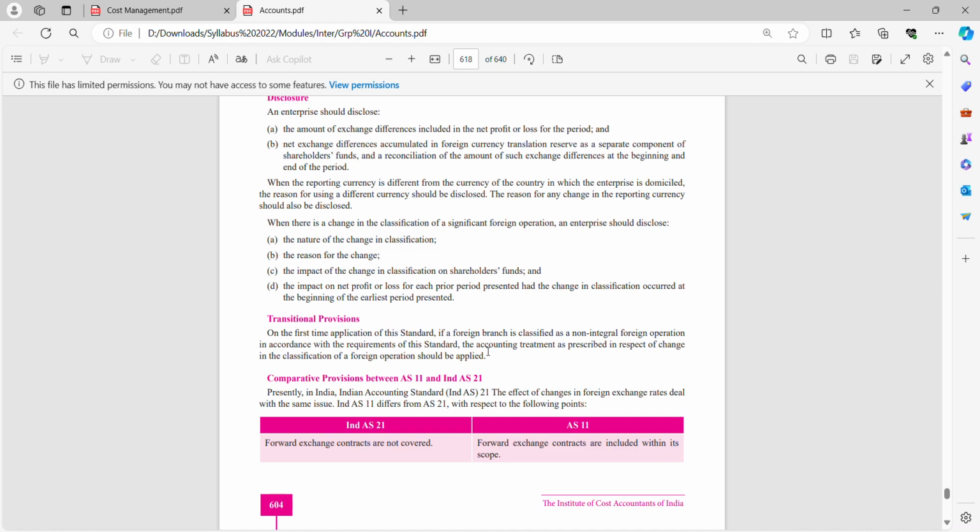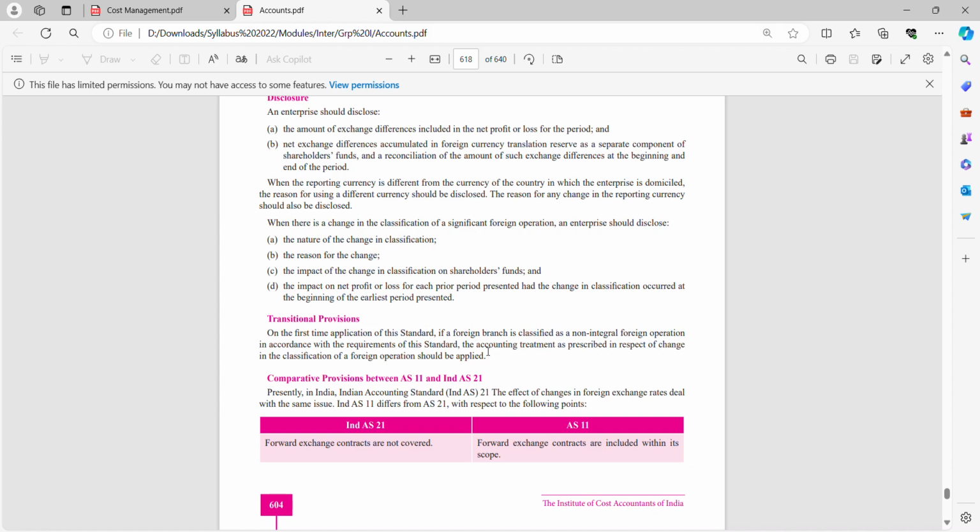Transitional provision. On the first time application of this standard, if a foreign branch is classified as a non-integral foreign operation in accordance with the requirement of the standard, the accounting treatment as prescribed in respect of change in classification of foreign operations should be applied. So we have transitional provisions.